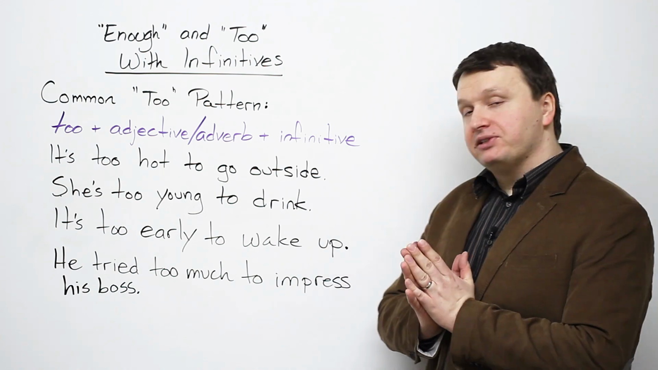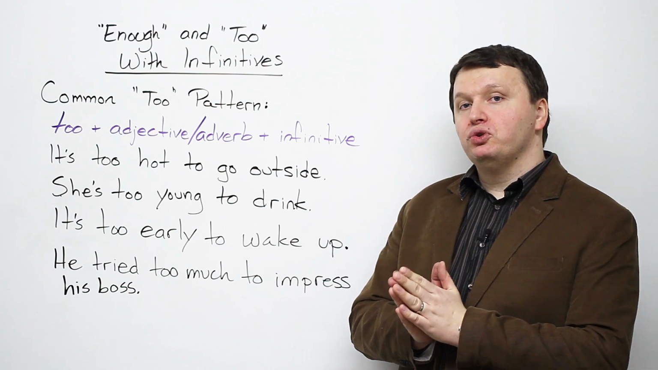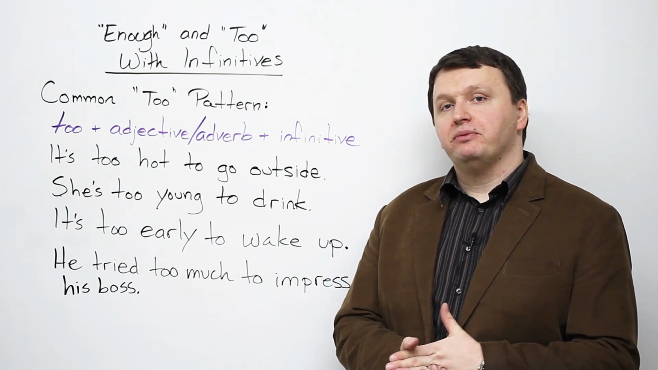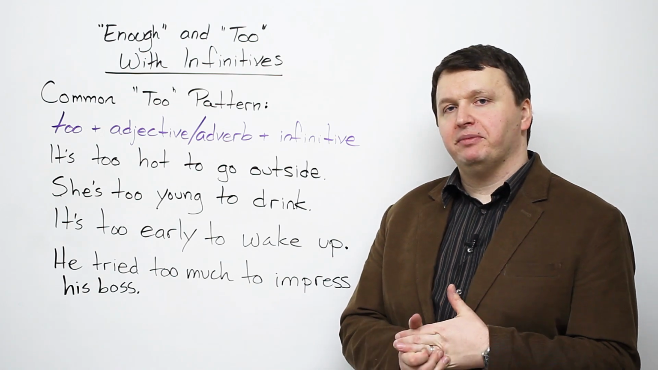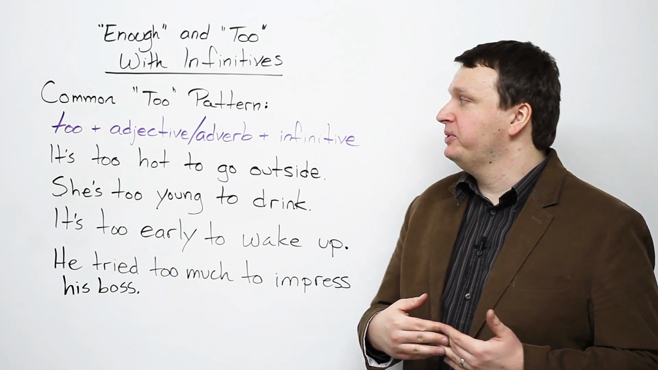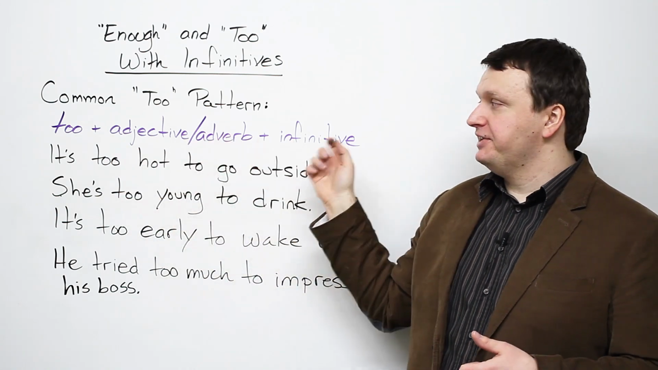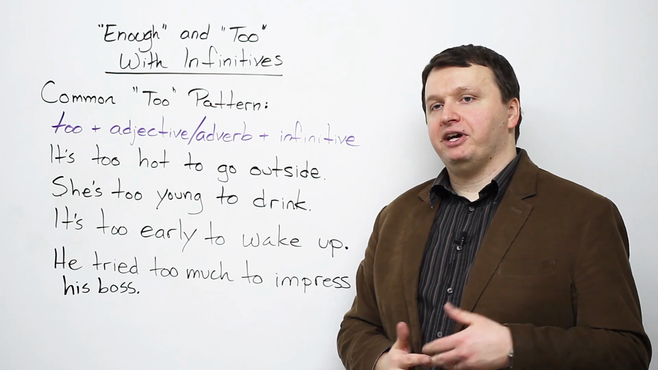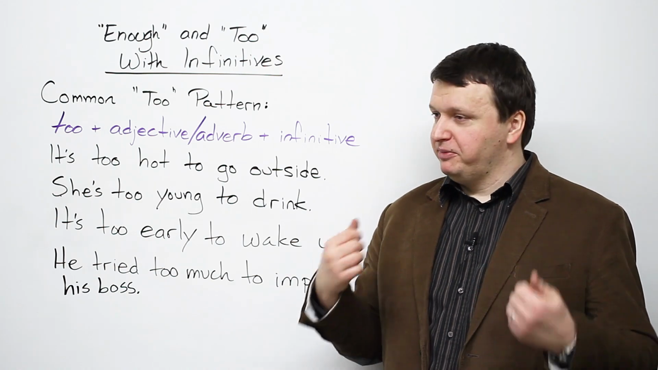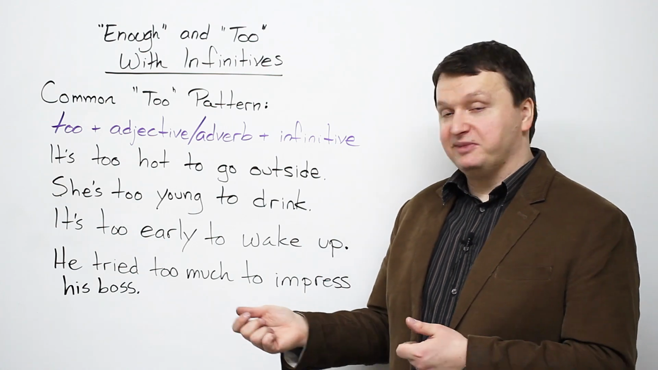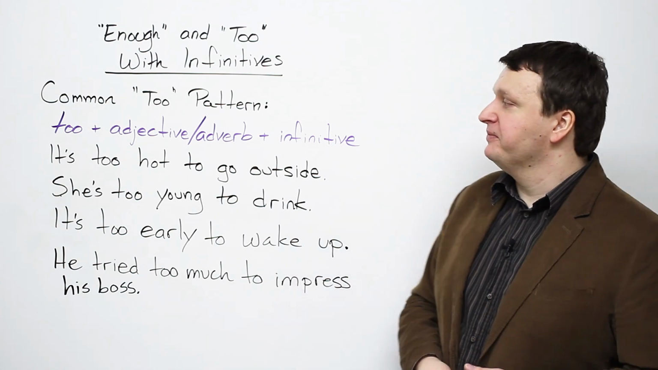Now, let's look at first a common too pattern when we talk in English. So again, we use too when we want to talk about an extreme. So here we can use too plus an adjective or an adverb plus an infinitive. Now, if you're tired of looking at formulas and you're better with just seeing examples, well, guess what? I have many examples for you today.